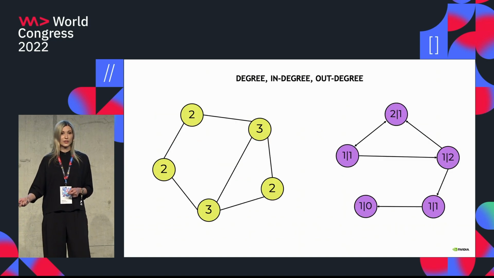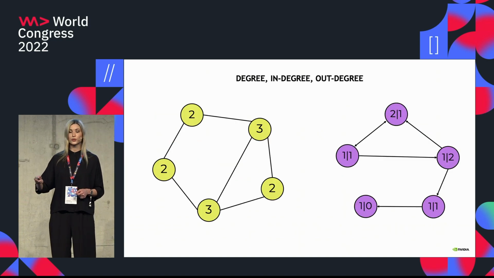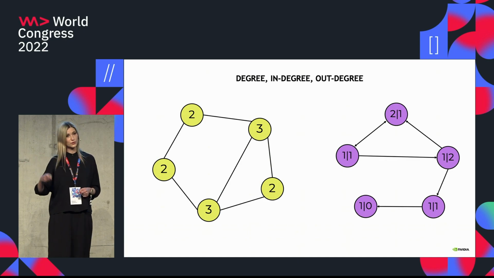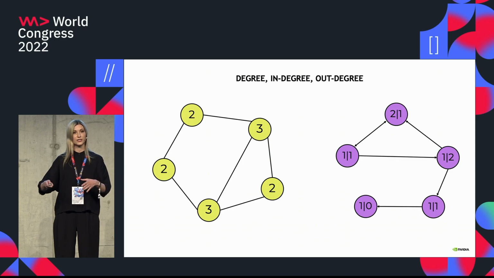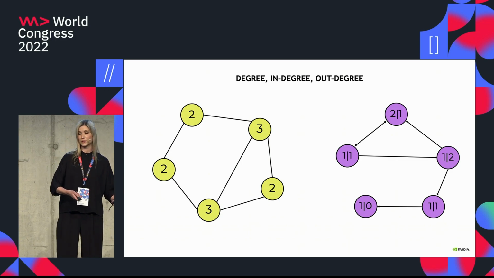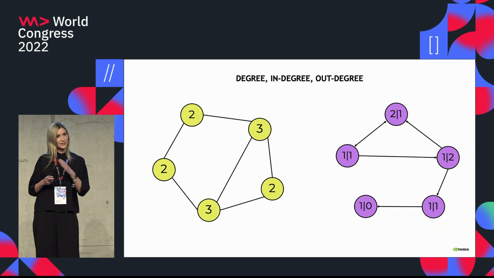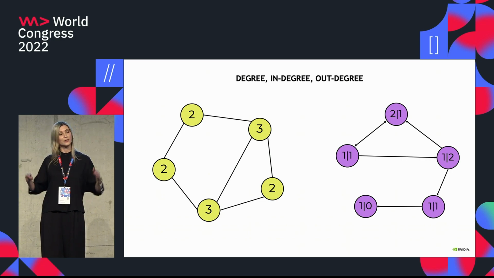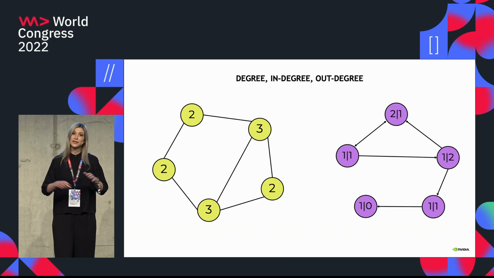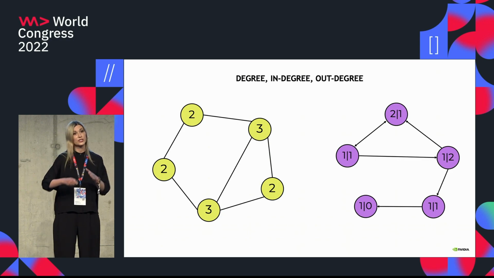In undirected graphs, we have the notion of node degree, and node degree is basically the number of edges associated with a given node. When we have a directed graph, we extend it further to the notion of in degree, the number of incoming edges, and out degree, the number of edges which are leaving the node.